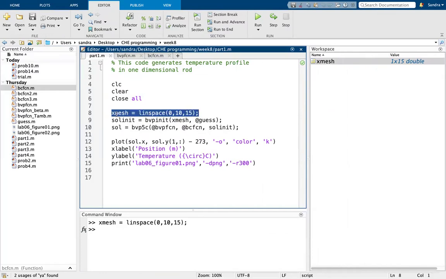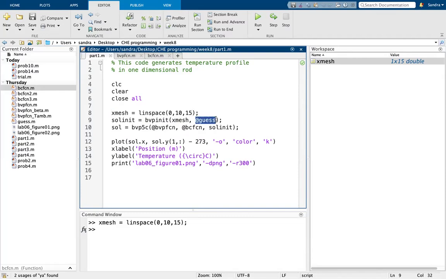This is the mesh I'm trying to use. If you want a more refined mesh, you can increase this 15 to 30, 50, 100, or whatever you want. Now, what I do is I try to initialize the values at this mesh. Remember, at every grid point, I have to initialize two values. One is the T value and also the gradient of T, which is the small letter y we are using right here. So how do you initialize that?